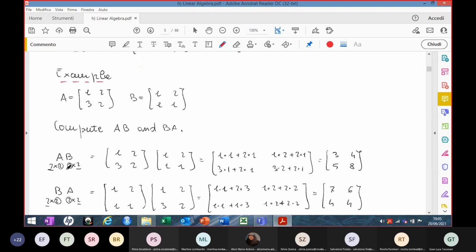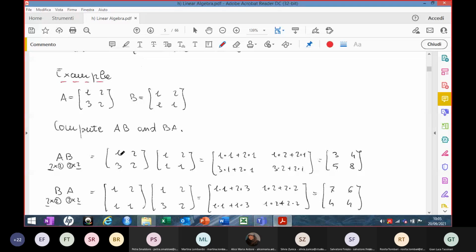You see, this number and this number are equal. So the result is a matrix of dimension this number times this one. So it is a square matrix of order 2. We verify. Now we do it. So this is the first one and the second one.